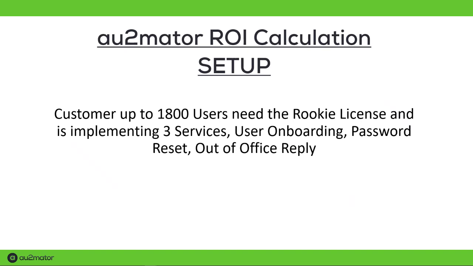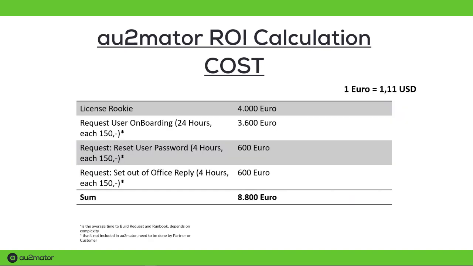Okay, so one of our customers needs a Rookie license, and he's implementing 3 services: user onboarding, password reset, and out of office reply. The initial cost for the first year has been around 8,800 euros. This is the license cost combined with the implementation cost to develop these automation tasks for user onboarding, reset password, and out of office reply.